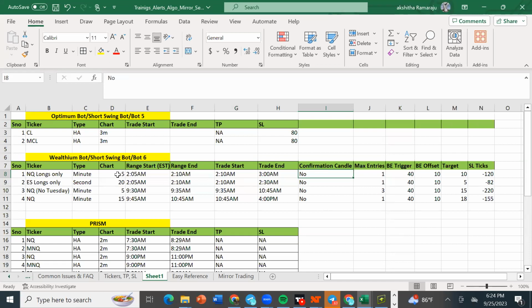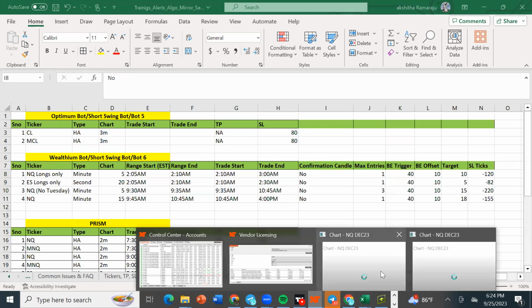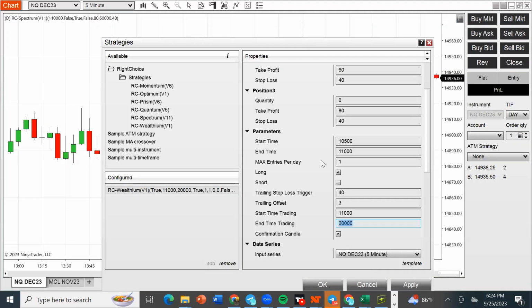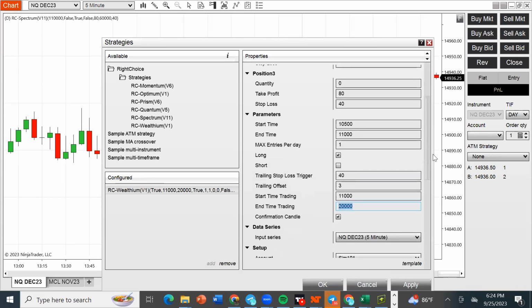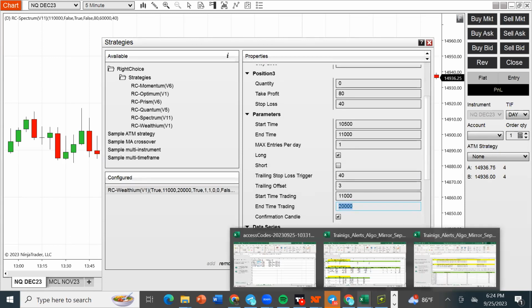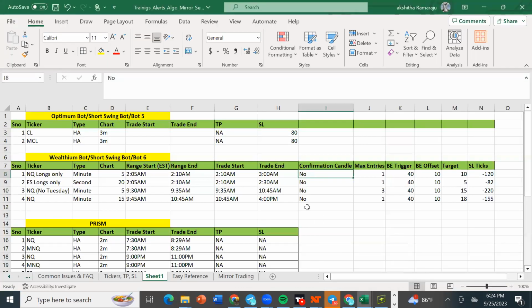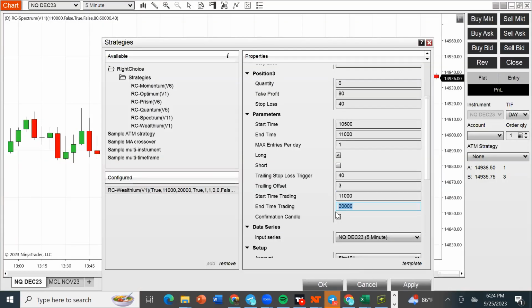And then, so already this is done. 5 minute candle we selected, range we selected, trade time we selected, confirmation candle we selected. This is the confirmation candle. So confirmation candle should be no. That means you don't need to select it. You don't need to wait for some confirmation candle to happen. So you can uncheck this one. But you selected long only because we want to take only long positions during this time frame.